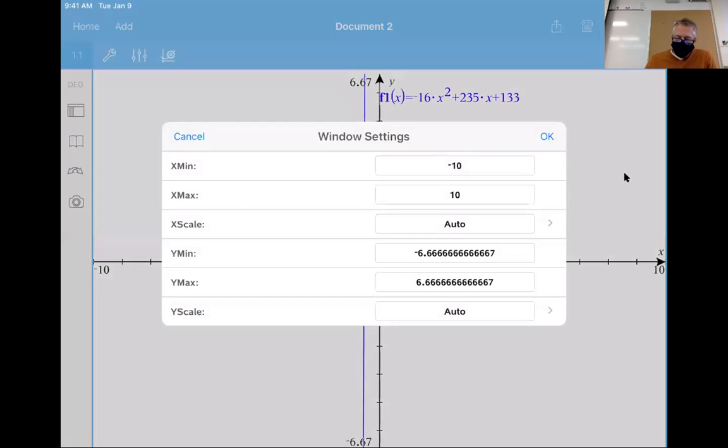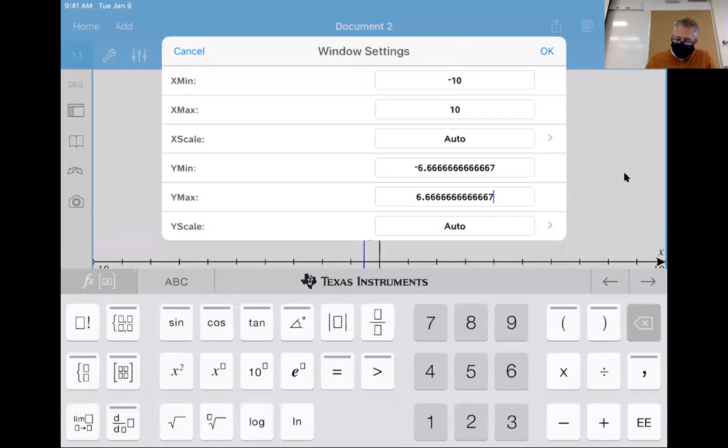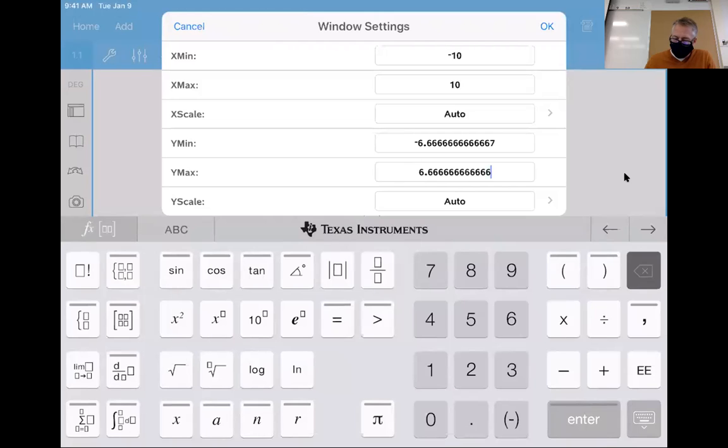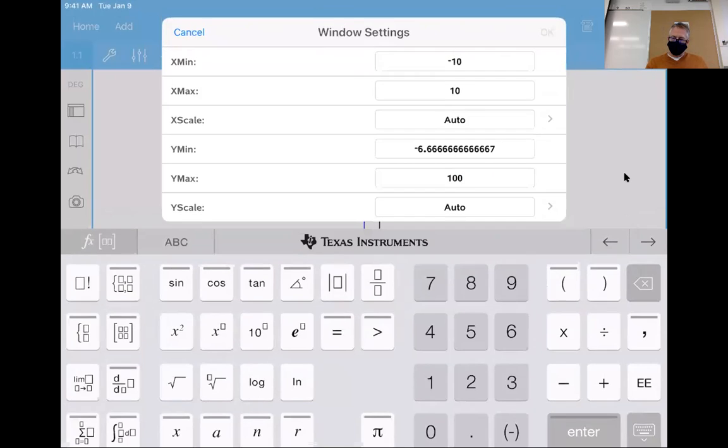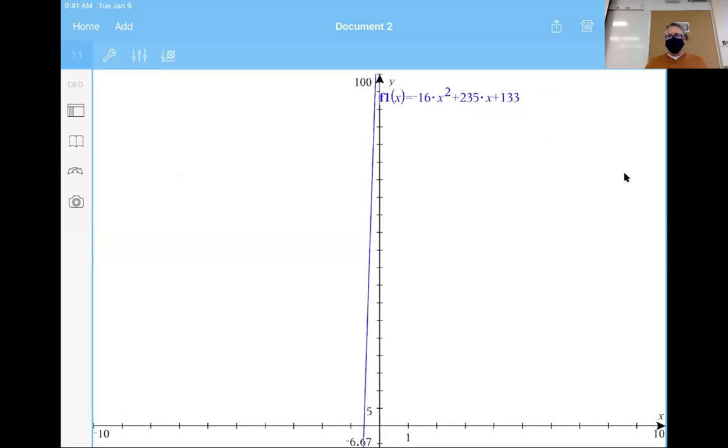And I don't know what to make it. I usually multiply by a factor of 10, but just to keep a round number instead of 60, I'm just going to make it 100 and take a look at what that looks like. So I'm changing my Y maximum to 100. And I'll hit OK. And that at least is not looking like it's straight up anymore, but I can't see the whole parabola, but it's taking a little bit of shape. I still need to go higher though.